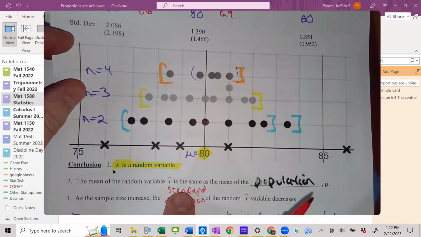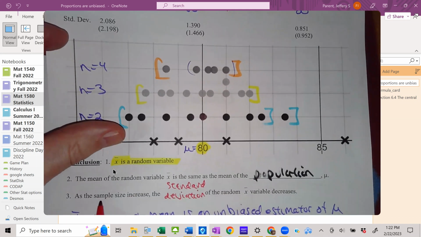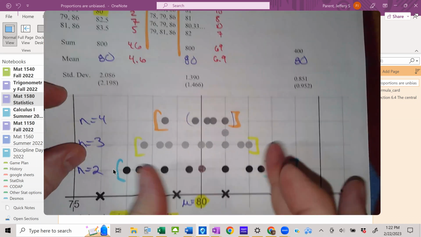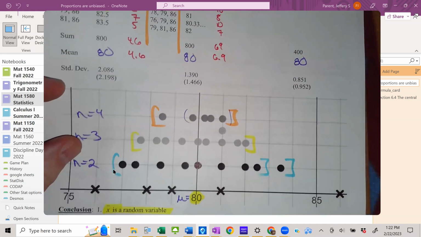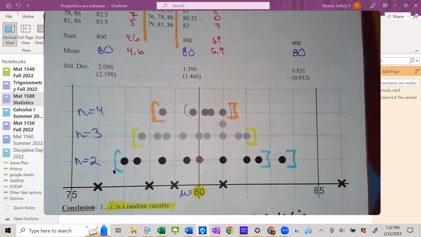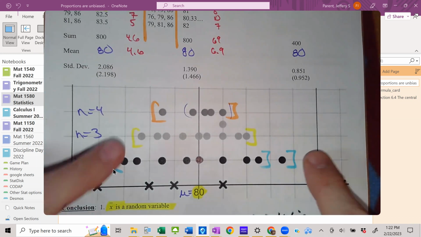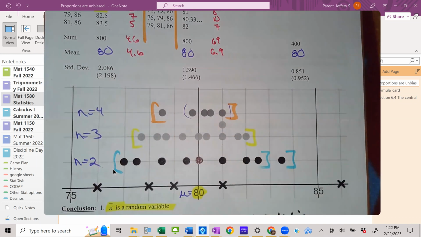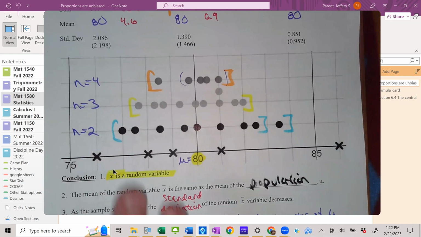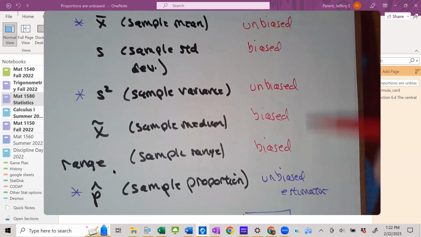Another thing that happens with this random variable is as you increase the sample size, the standard deviation of that random variable decreases. And it actually does so in a very predictable way, which we'll highlight in section 6.4. But the sample standard deviation is decreasing for each one of these. Finally, what's biased and what's unbiased? Here's your biased and unbiased estimators. Just know those. A biased estimator means on average, you're not getting what you're trying to get. It's not saying it's a worthless estimate, it's just saying you're not going to get, on average, what you're looking for.